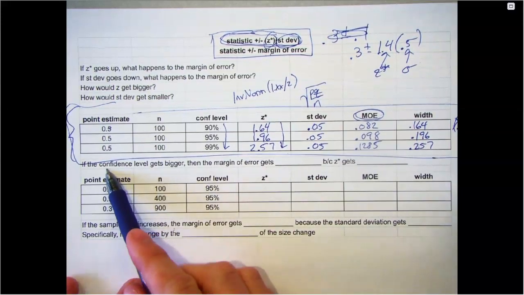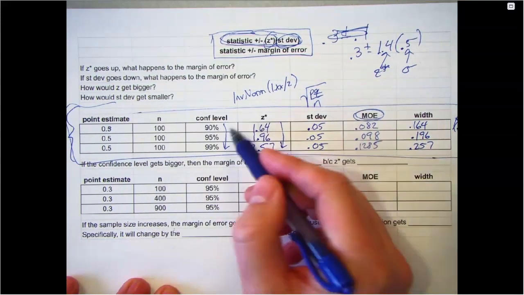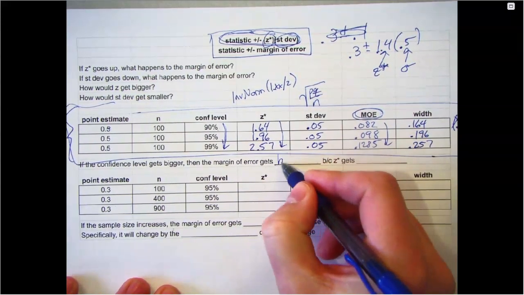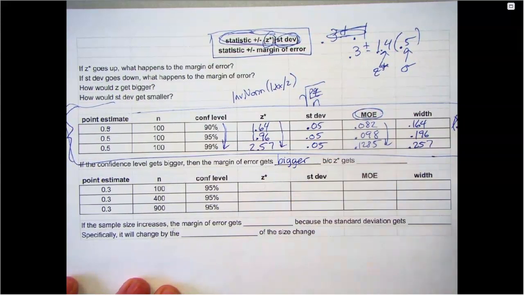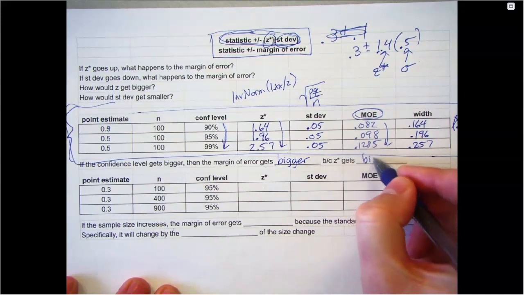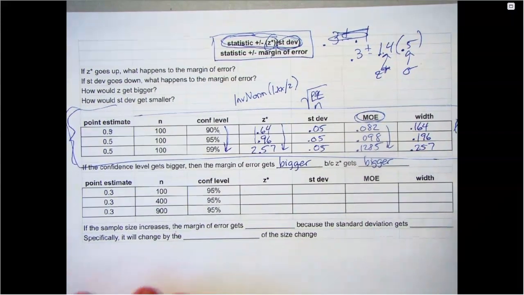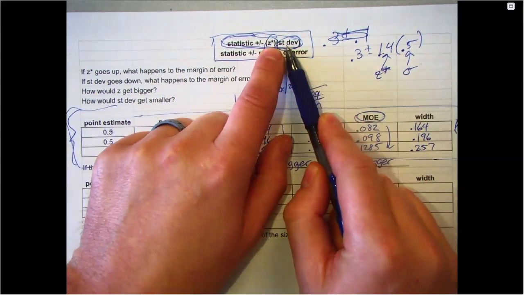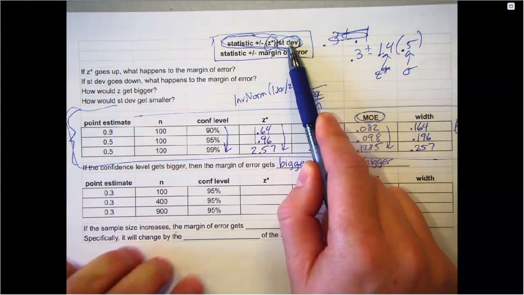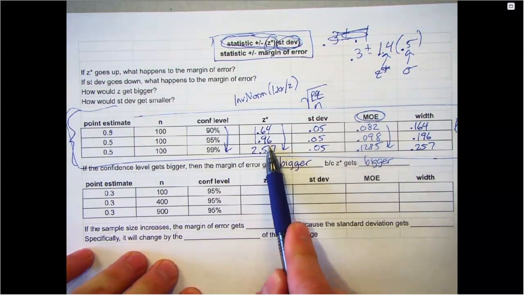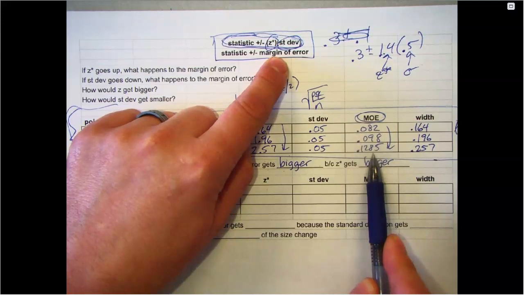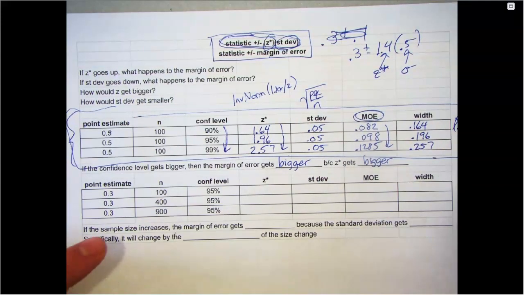And what I just found here is that the confidence level gets bigger. So this went up. What happens to the margin of error? It gets bigger. Because Z star gets bigger. So again, margin of error is Z star times standard deviation. So margin of error can get bigger if either one of those get bigger. So when I change the confidence level, that changes my Z star. And when Z star gets bigger, the margin of error gets bigger with it. Does that make some sense?